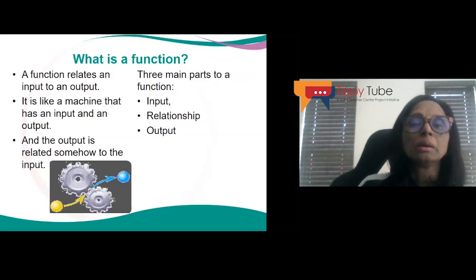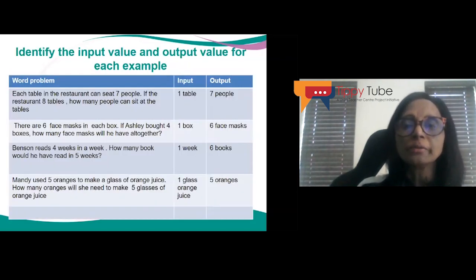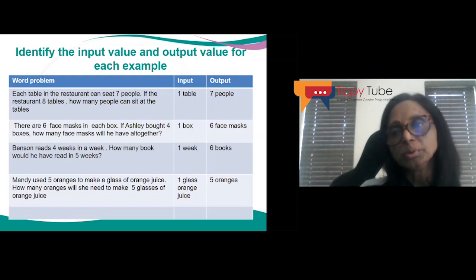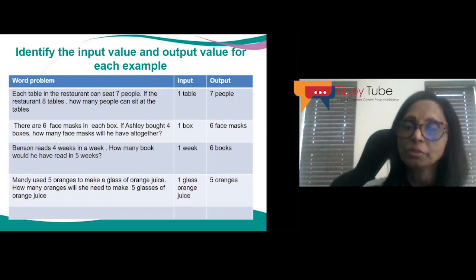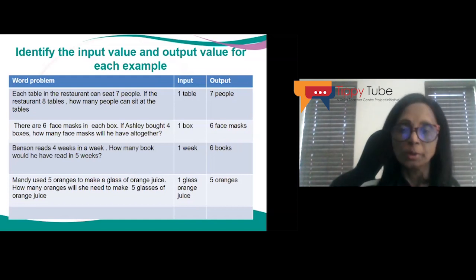Okay. So if you look at this, your input and your output, if you have a good understanding of your input and your output, then it would lead to algebraic thinking. If you know 1 table will seat 7 people, 2 tables will seat 14 people, 3 tables will seat 21 people, and you go on in that way to get a pattern, and that promotes algebraic thinking.